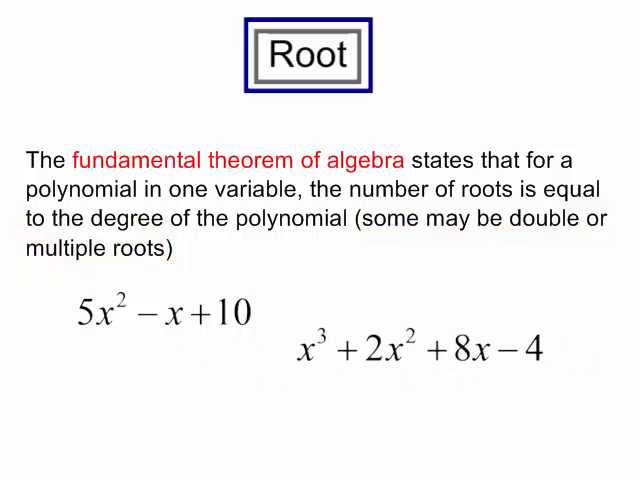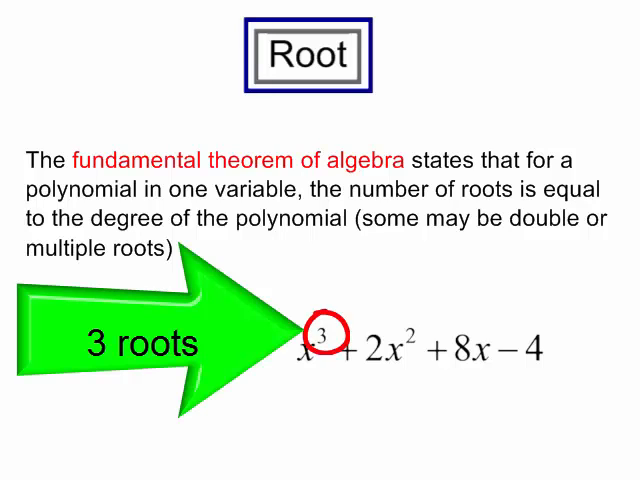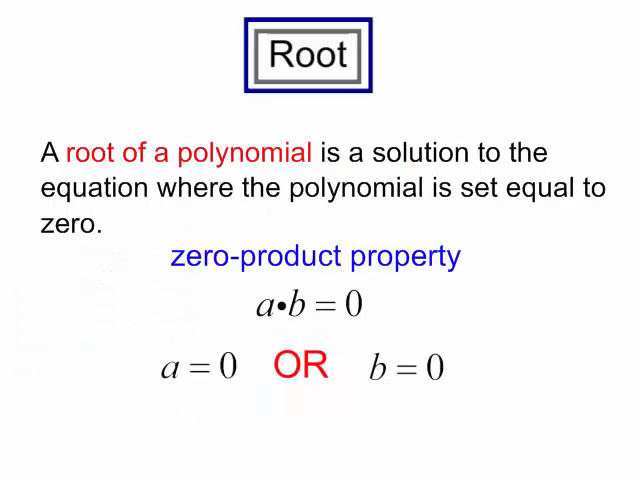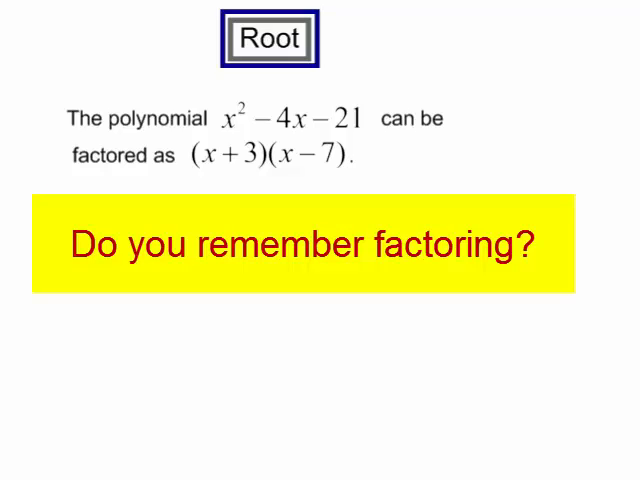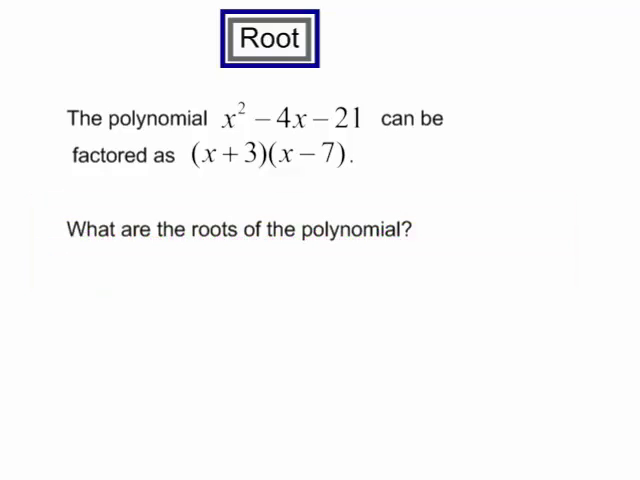The polynomial x cubed plus 2x squared plus 8x minus 4 has a degree of 3. It has 3 roots. Let's get to work. The polynomial x squared minus 4x minus 21 can be factored as x plus 3 times x minus 7. What are the roots of the polynomial?